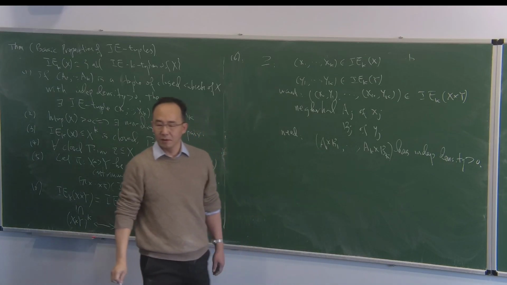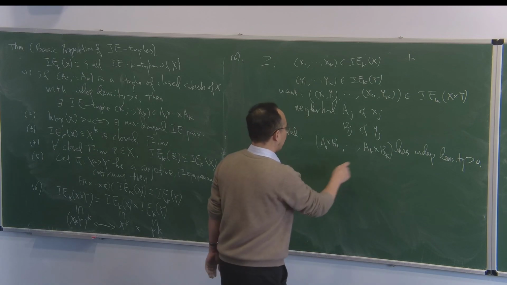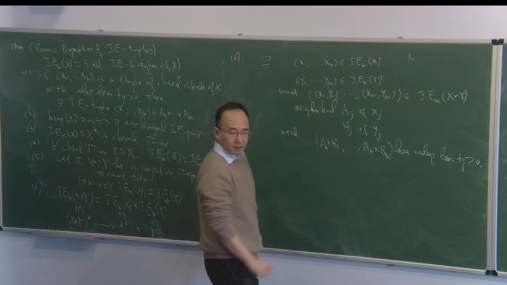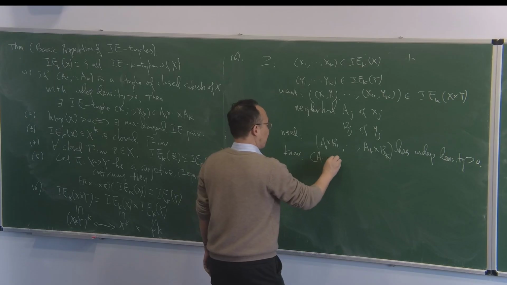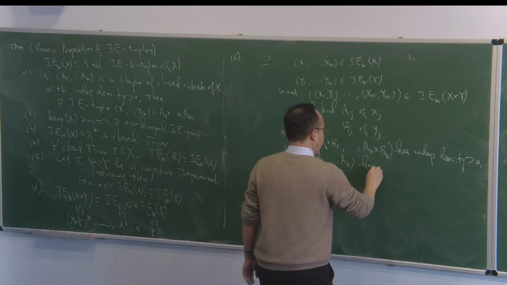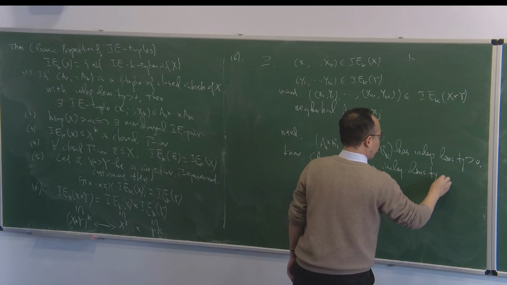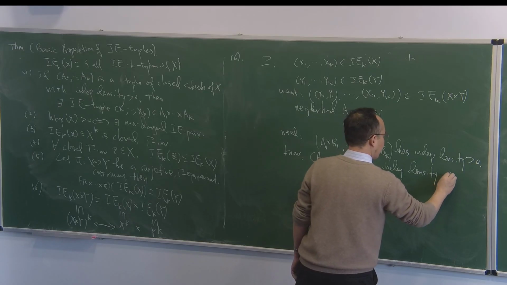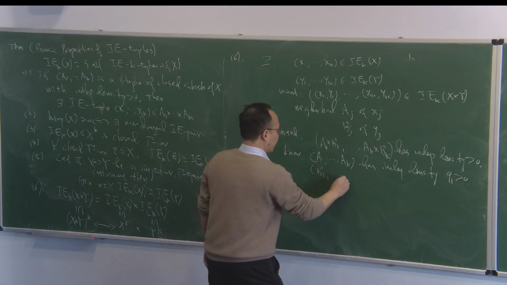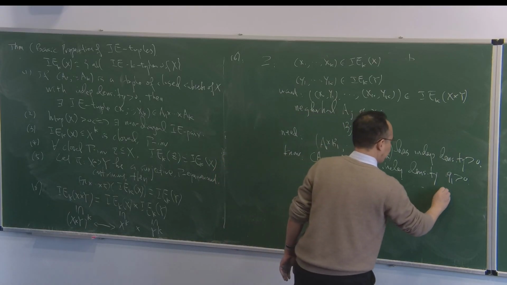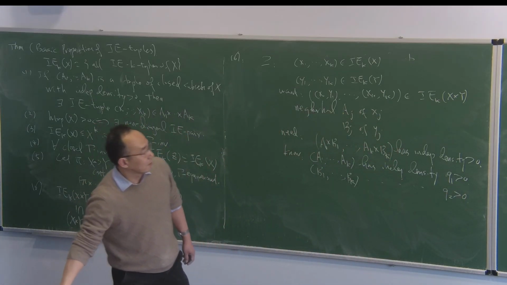That's what we need to show. But we already know that, because this is a tuple, so we already know that A1 until AK has independence density, say Q1 positive, and B1 until BK also has independence density Q2 positive. We already know that.